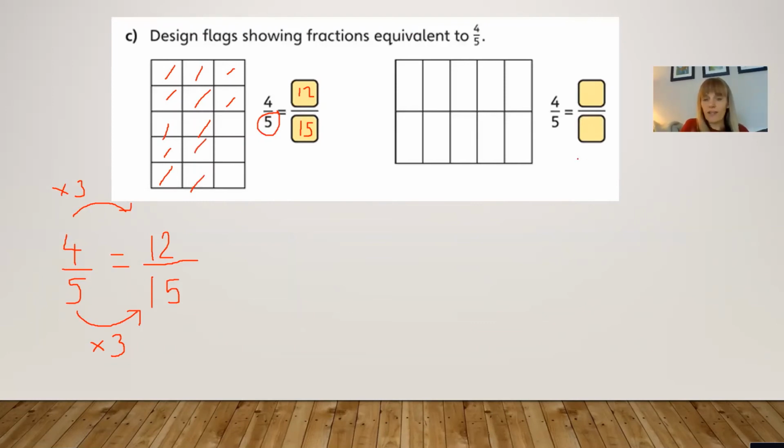So let's take a look at the next one. Maybe have a pause and see if you can work this one out before I explain it.